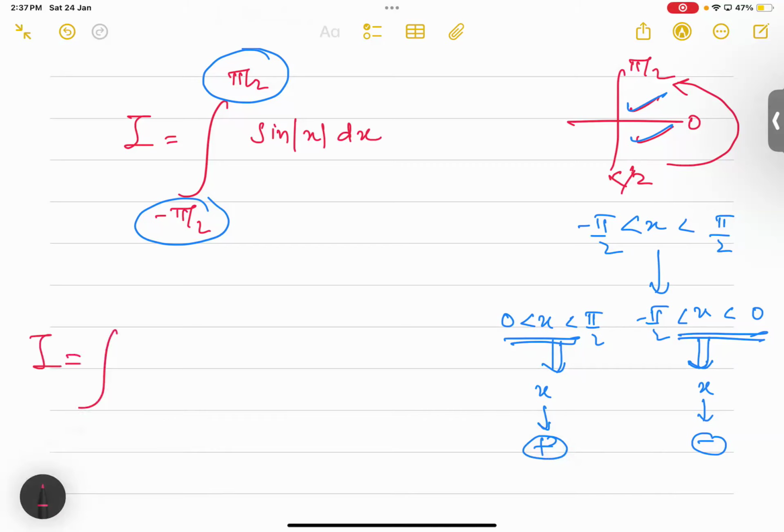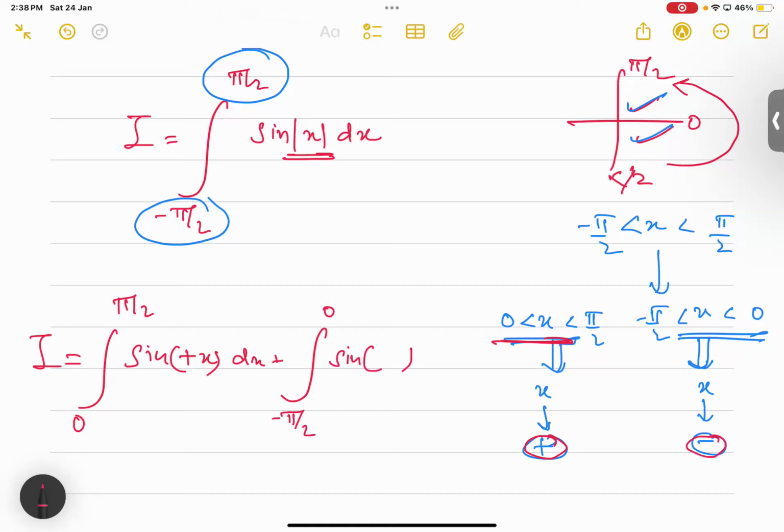Now see, the same integral I'm going to break into two parts. 0 to pi by 2: modulus of x will be written as plus x or minus x? Plus x. Why? Between 0 to pi by 2 it is positive. Clear? And from minus pi by 2 to 0, plus x or minus x? Minus x, because x values are negative. Clear? Guys, are you understanding?